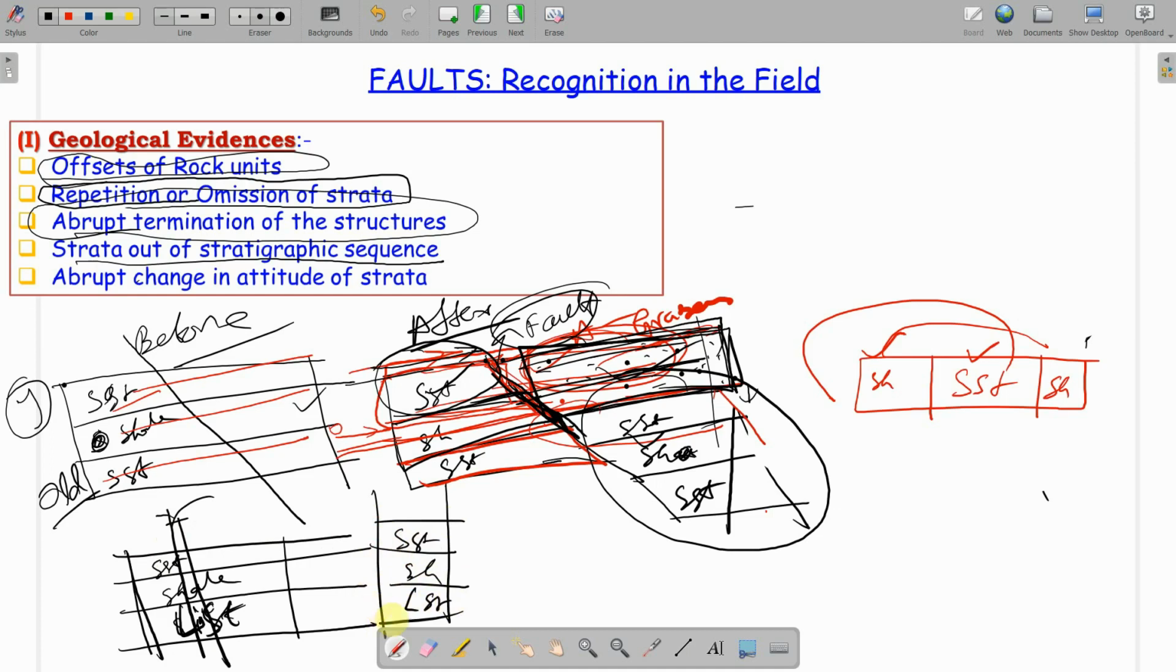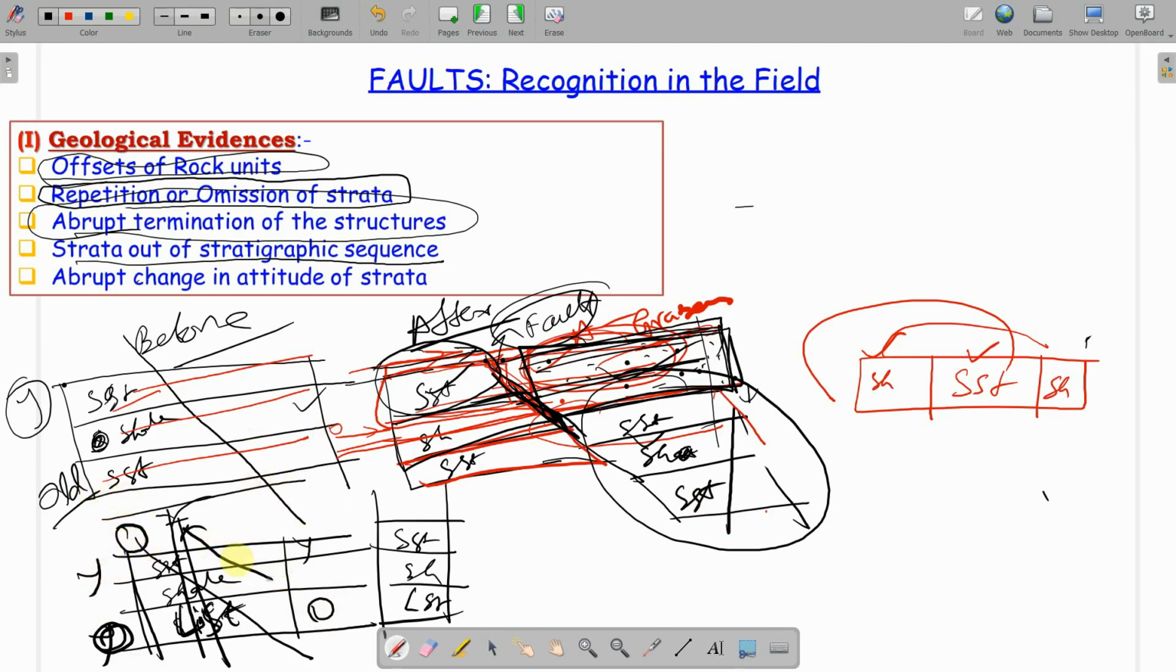Now if this block of rock undergoes a certain type of faulting, let's consider for the simpler case that some reverse faulting has happened. What will happen? This block will go up. This rock is the older rock for obvious reasons, and this is the younger rock. If this goes up and reverse faulting happens, so this is actually the older rock, this is the younger rock. So above the younger rock you will have the older rock.